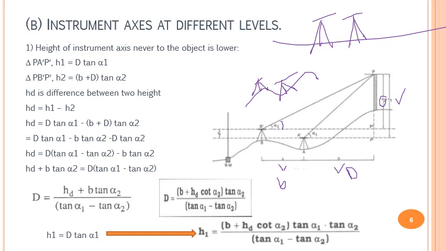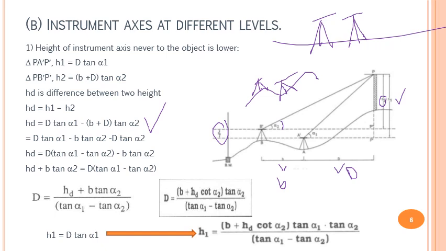HD is the difference between two height. Okay, this HD is the difference between two height. HD is equal to h1 minus h2. Here the h1 is greater than h2, due to that we get the difference between these two height. HD is equal to h1 minus h2. HD is equal to d tan alpha 1 minus b plus d tan alpha 2. We get the one relations for the HD.